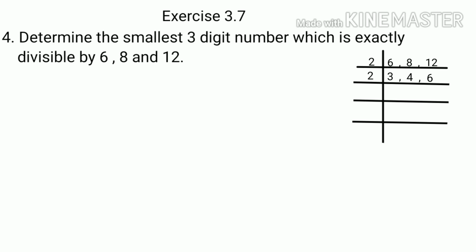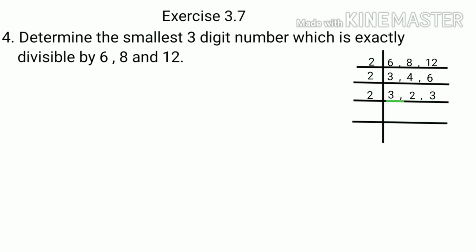Since 3 is not divisible by 2, we will bring down 3 as it is. When we divide 4 by 2, we get 2. And when we divide 6 by 2, we get 3. Now we will again find a smallest prime number which can divide at least one of the numbers exactly. So we can divide by 2.